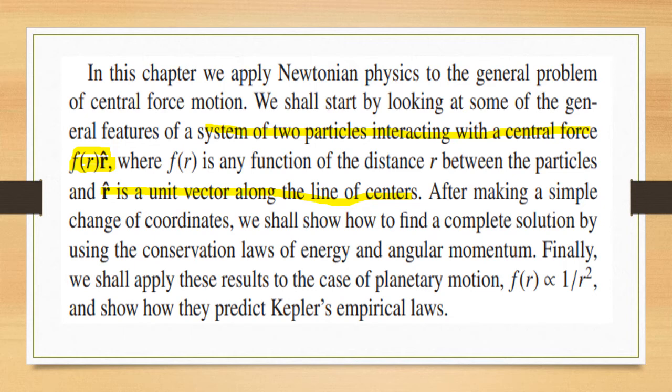After making a simple change of the coordinates, we shall show how to find a complete solution by using conservation laws of energy and angular momentum. Finally, we apply these results to the planetary motion, where f(r) is proportional to 1 by r squared, and show how they predict Kepler's laws. Right? These are the things we are going to find in our chapter.